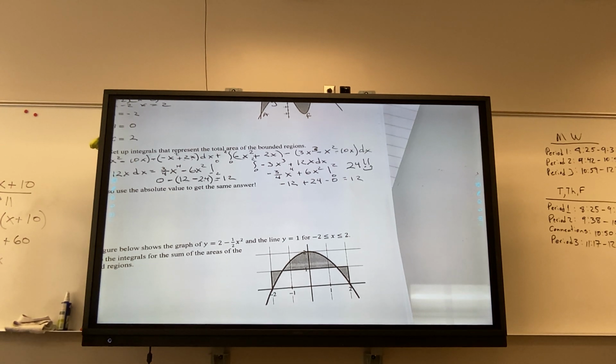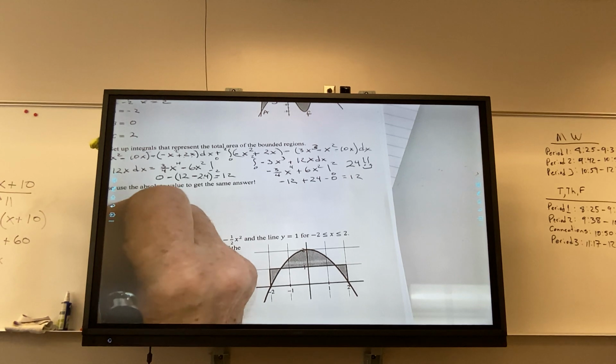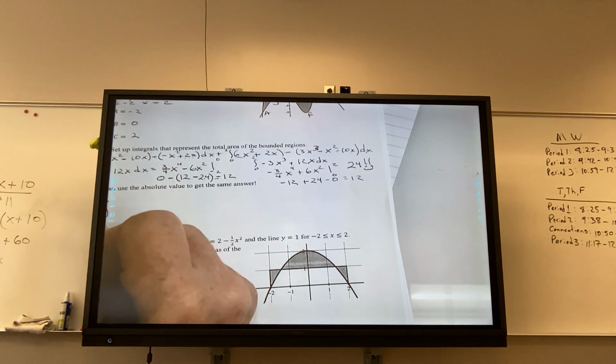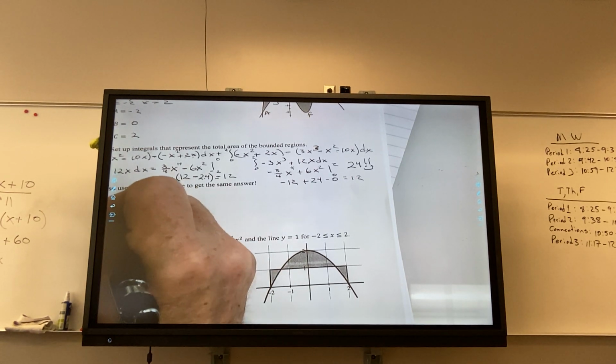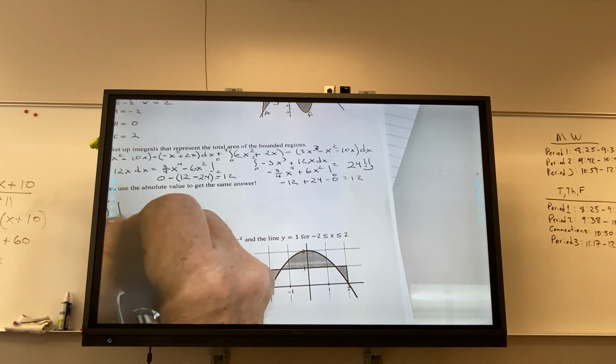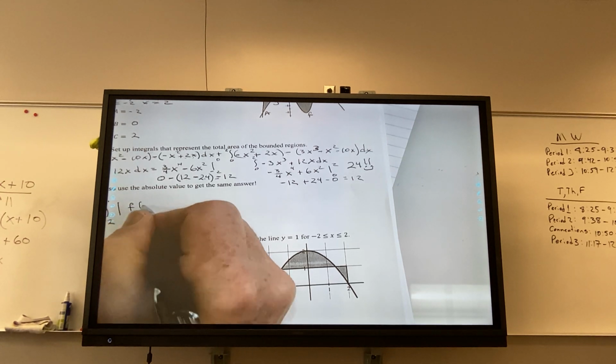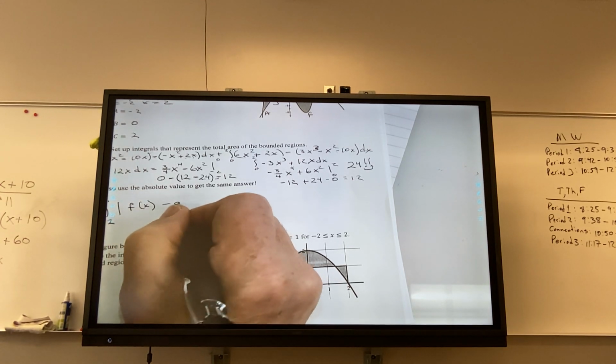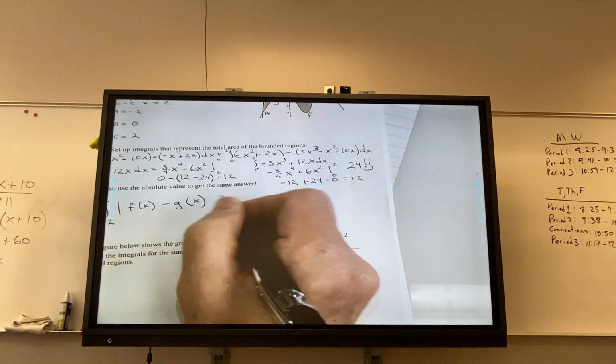Now, another way you can do it is you could do the absolute value, and you could integrate from a -2 to a +2 of the absolute value of f of x minus g of x. I can't see the entire sheet. Yep, I'm going to slide it over, thank you.